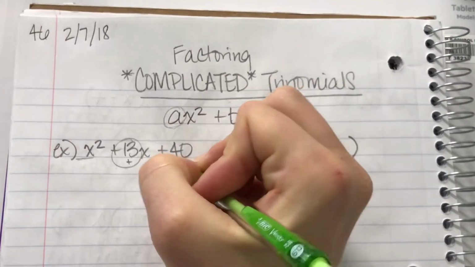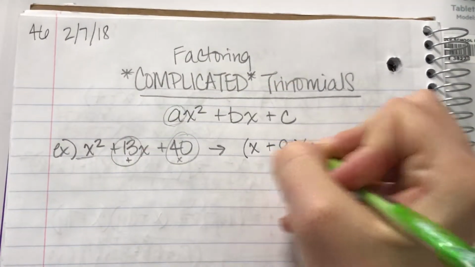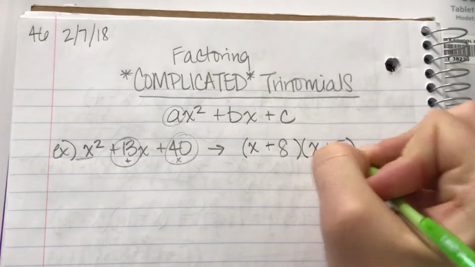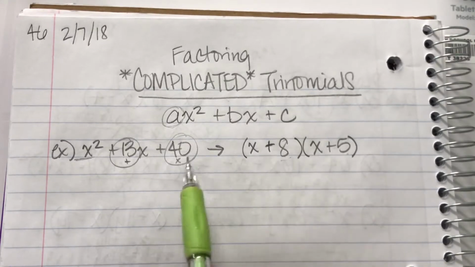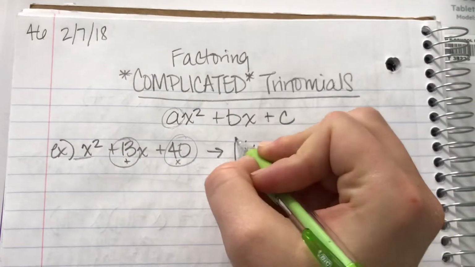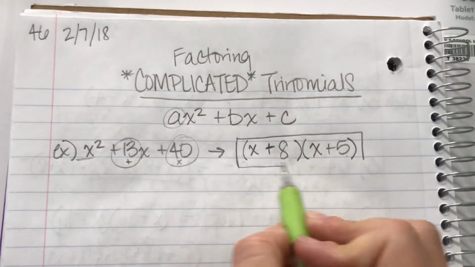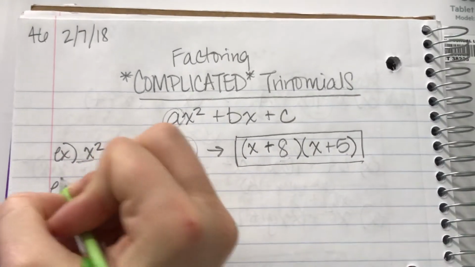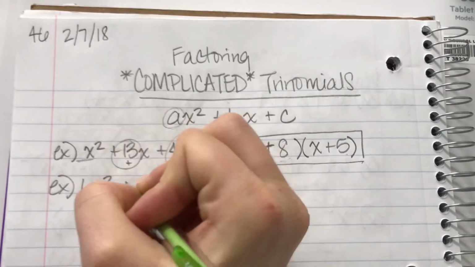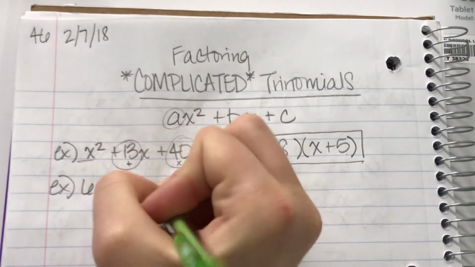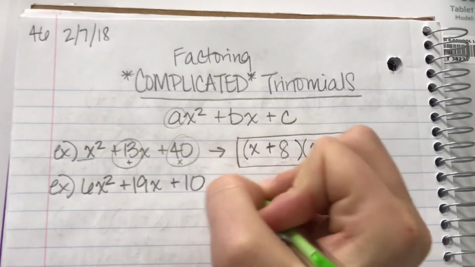They add to make the middle, they multiply to make the back, right? So they add positive 8 and positive 5, adds together to make 13, multiplies together to make the 40. It's much, much simpler. Well, when I go to a complicated one, like 6x squared plus 19x plus 10.